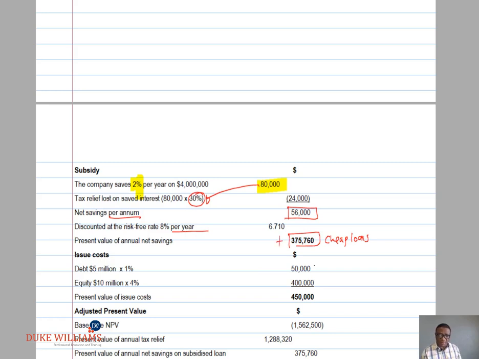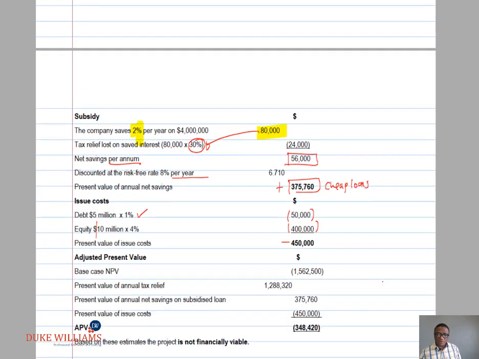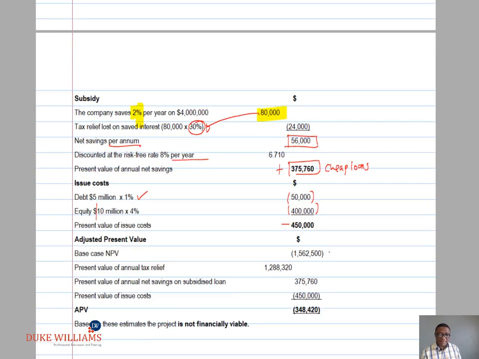Then issue cost, don't forget, is an outflow. For the debt finance, it's 1%. For the equity, the rights issue, we saw that was 4%. So all together, 450,000. So when it's all said and done, we have this as the base case. We have this as the present value of annual tax relief. Then the present value of annual net savings on the cheap loan comes to this bit there, and then issue cost coming up with that.